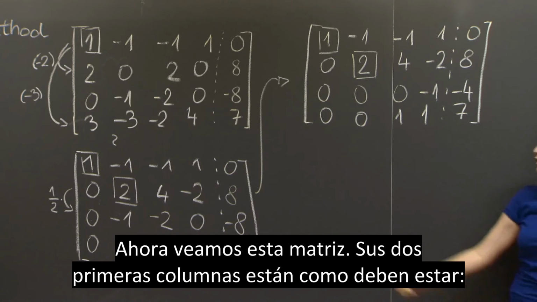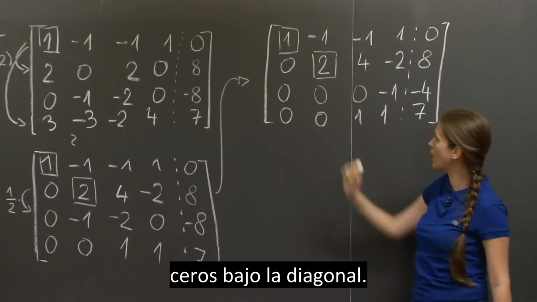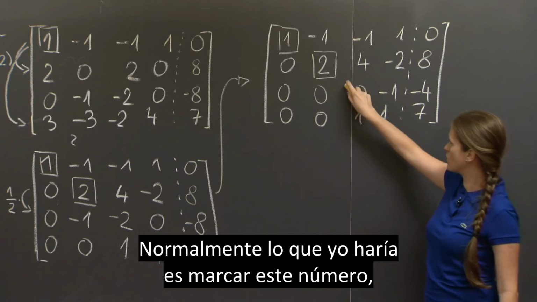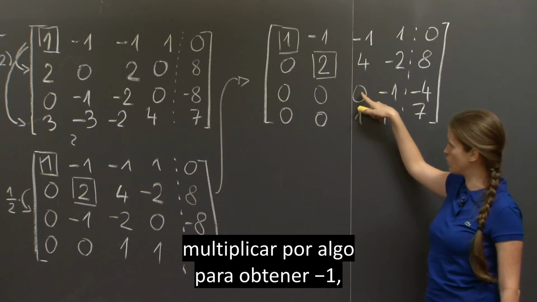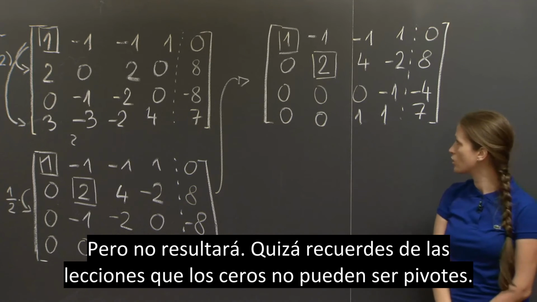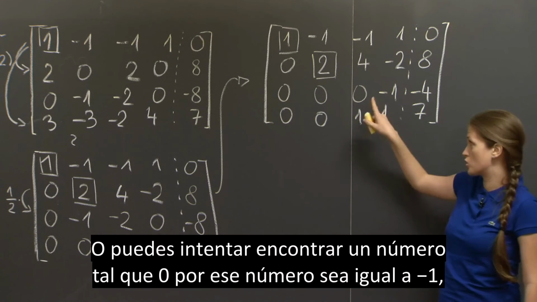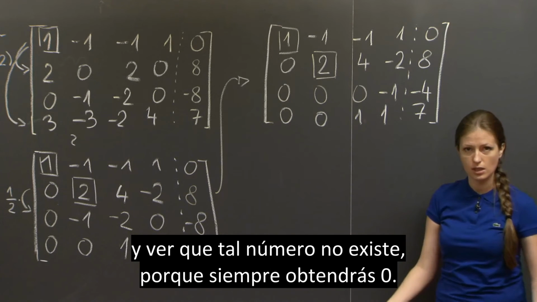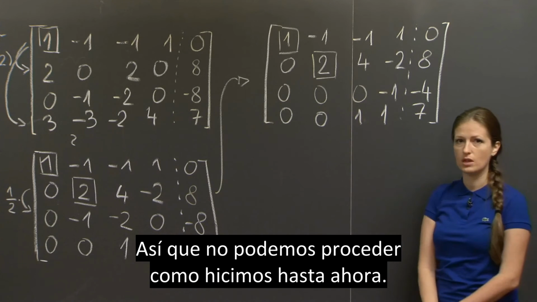And now let's look at this matrix. It has the first two columns as they're supposed to be, zeros under the diagonal, and now we want to get a 0 here. Normally what I would do is to circle this number here, multiply it by something so that I get a minus 1, and add it to this row to get a 0 here. But that's not going to work. You might remember from lectures that zeros can never be pivots, or you can just try finding a number such that 0 times this number equals minus 1, and seeing that such a number doesn't exist, because you're always going to get 0. So we cannot proceed as we did until now.